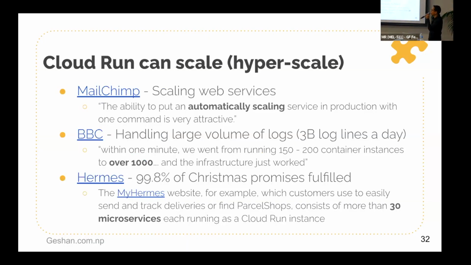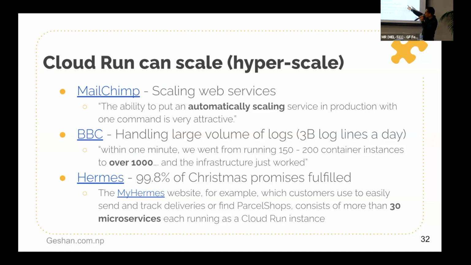Some other hyperscalers that actually use Google Cloud Run are Mailchimp. They use it to scale their web services. And they have the ability to put an automatic scaling service in production with just one command. That is what they find attractive about Google Cloud Run.